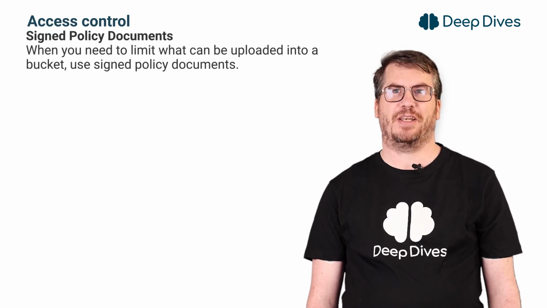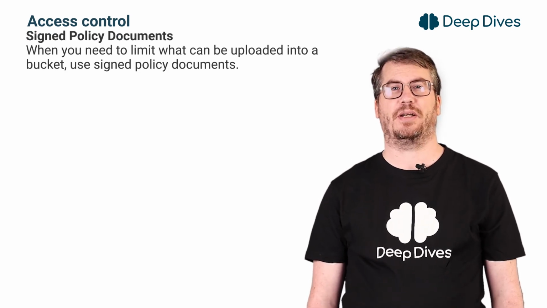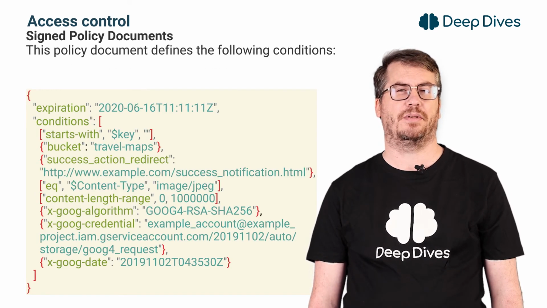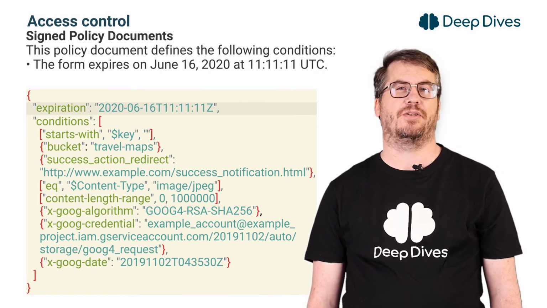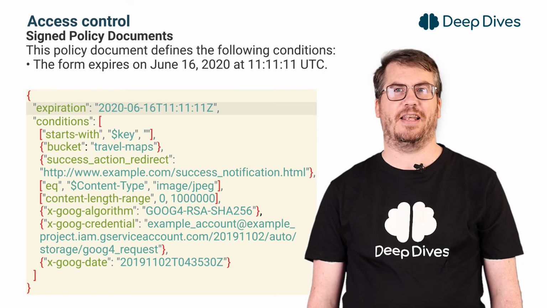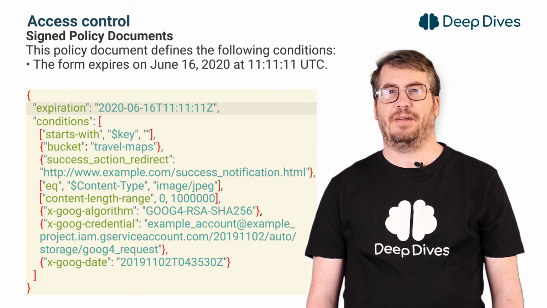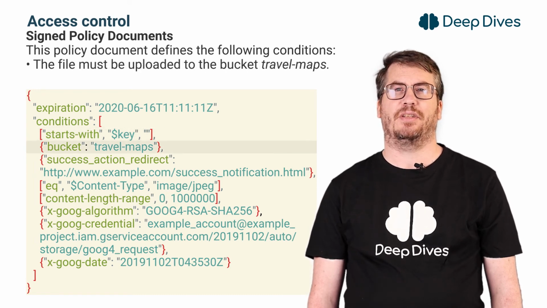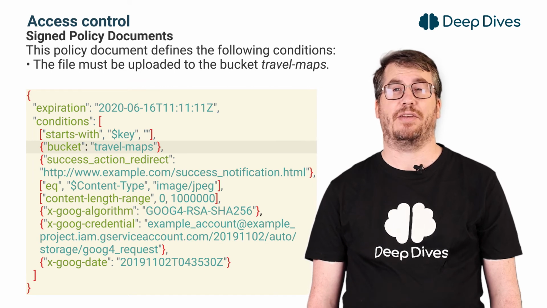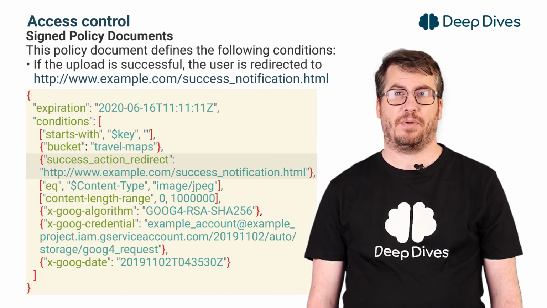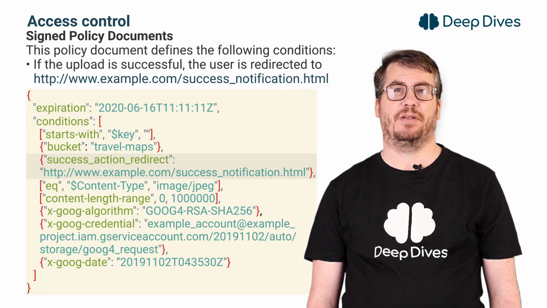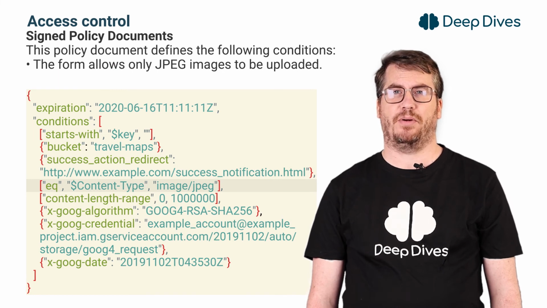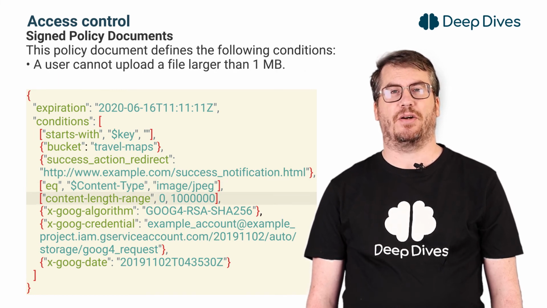If you need to limit what can be uploaded into a bucket, use a signed policy document. Here, in this example policy document, we have the following conditions. First of all, it expires on June 16th, 2020 at 11:11:11 UTC. The file name for uploads can start with any valid character. However, the file must be uploaded to the bucket travel-maps. If the upload is successful, the user will then be redirected to a specific URL. And this way we can only upload JPEG images that cannot be larger than 1 megabyte.